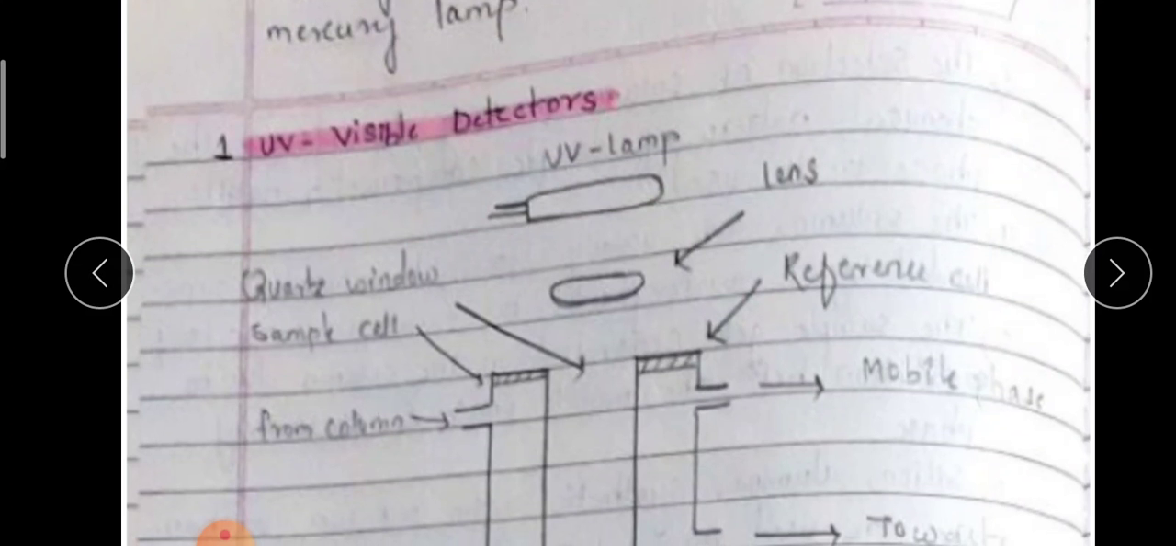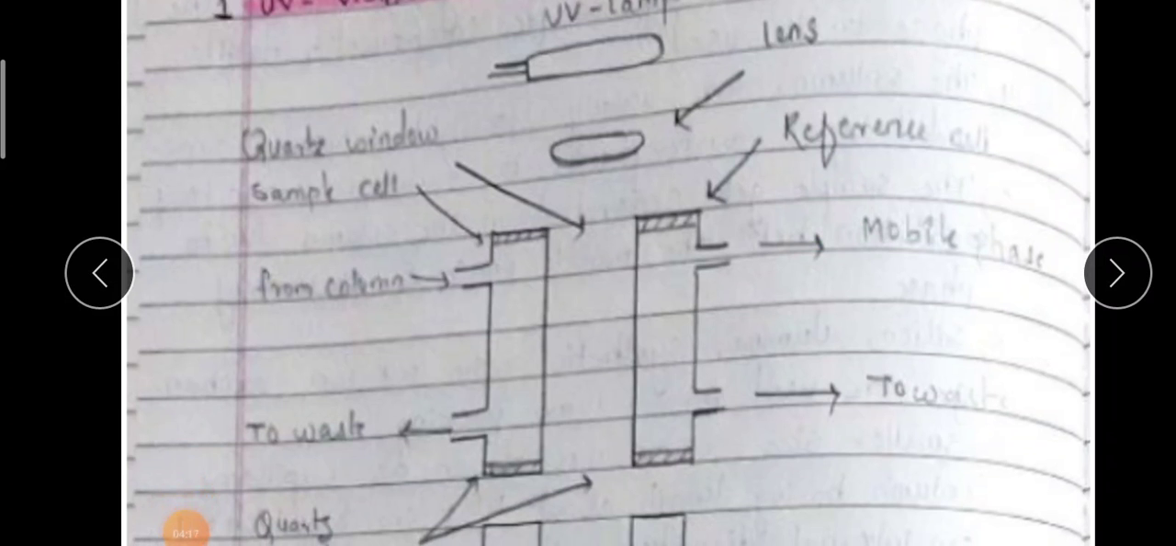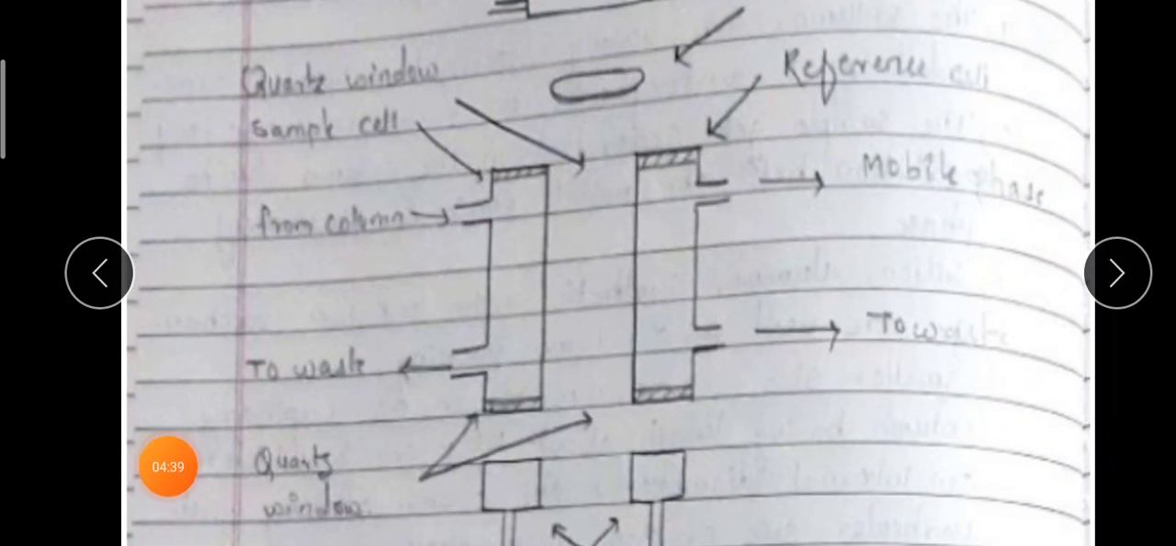What is going on there? You can see the quartz windows are there. You should remember the role of the quartz windows, because light has to enter into the sample as well as the reference material. You can see here one cell, the sample cell, is there. The role of the sample cell is that whatever eluent is coming from the column is passed to it. Then here the reference cell is there. In this reference cell we are going to pass the pure mobile phase. Then from the other outlet you get the waste.